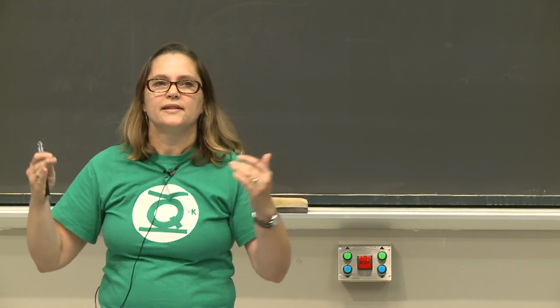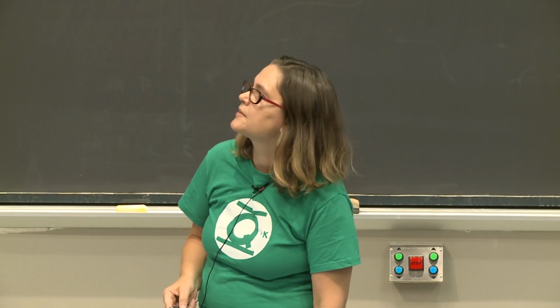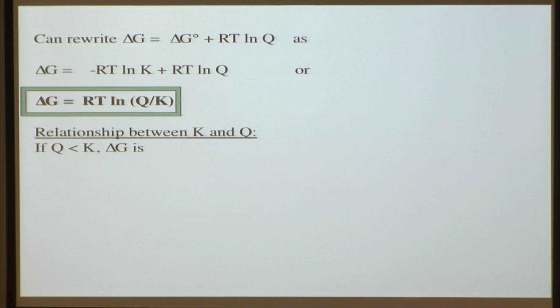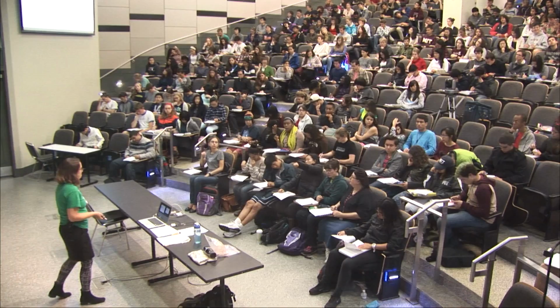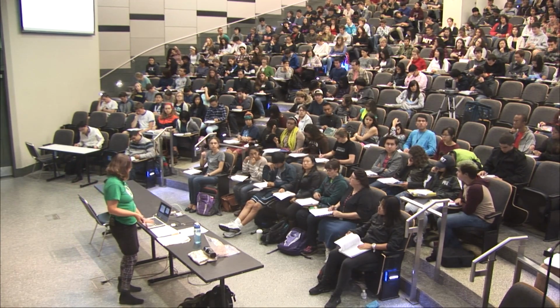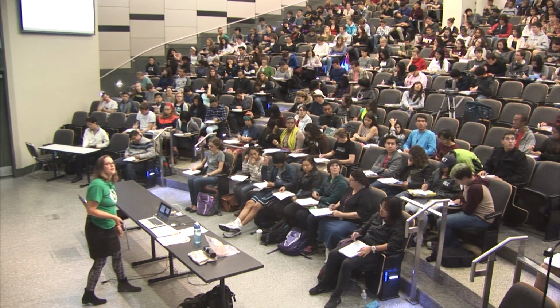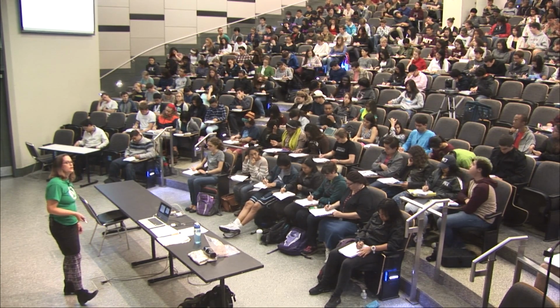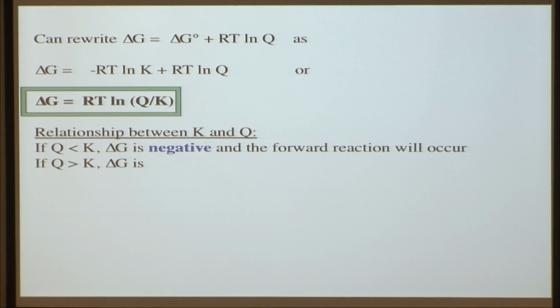So let's think about what this means, what comes out of this. So the relationship between Q and K: if Q is less than K, what is the sign of delta G? You can just yell it out. Yep. So it's going to be negative, just mathematically. You can look at that expression. So it'll be negative, and again, we give you all the equations on the equation sheet. That will be there, so you just need to know how to think about it. And so the forward reaction will occur.